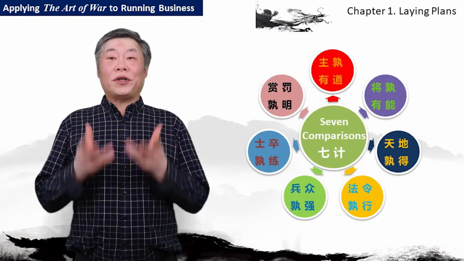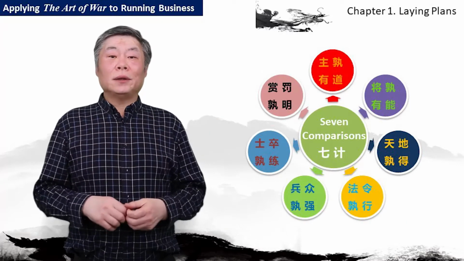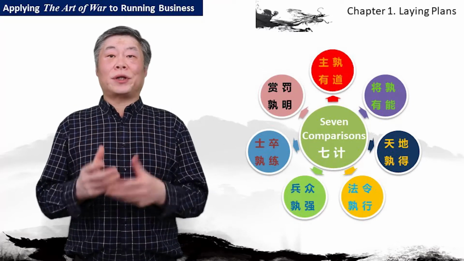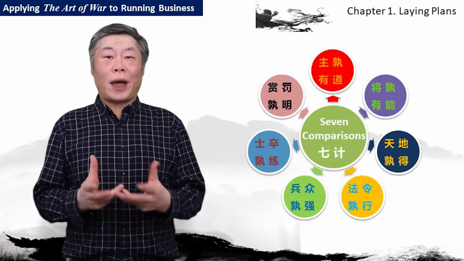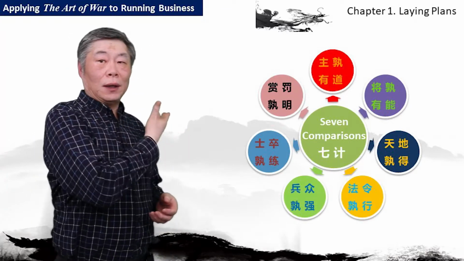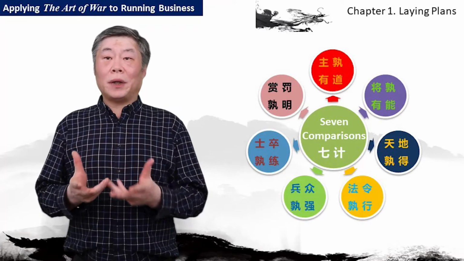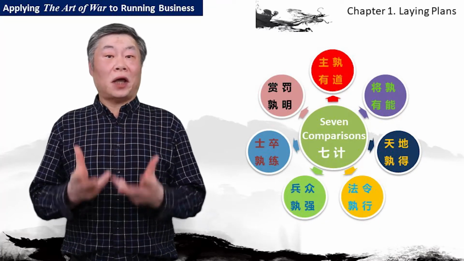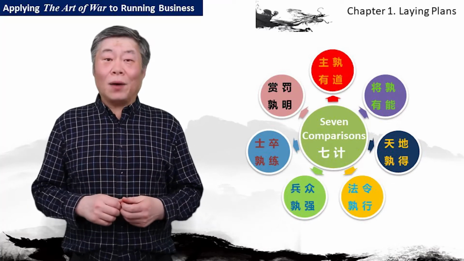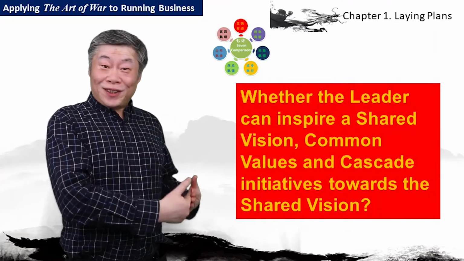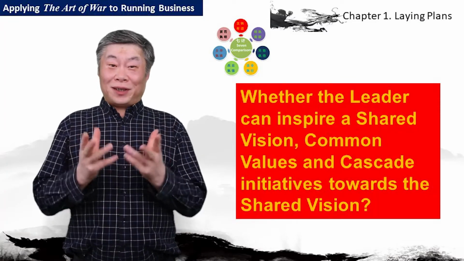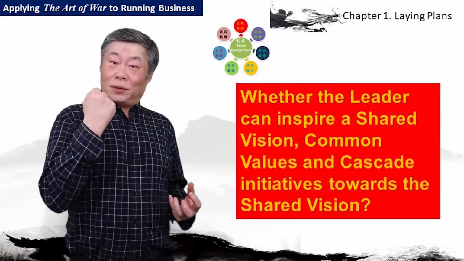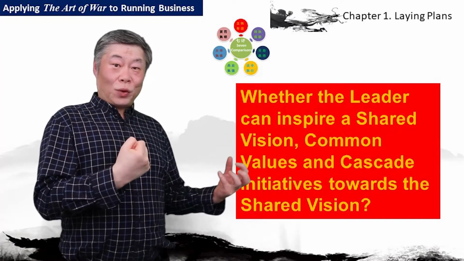Number five, which army is stronger? Number six, on which side are officers and soldiers more highly trained? Now we go to the last point. In which army is there the greater constancy in both reward and punishment? Now, we can move on to the next slide, and from now on it's going to be in English, and I will try to link the Art of War to the business running today.